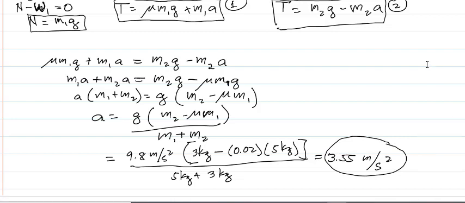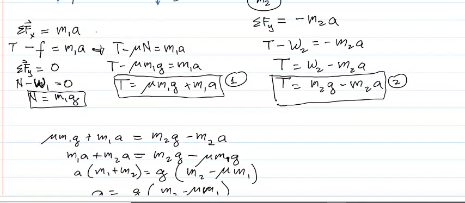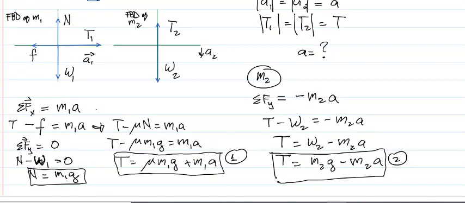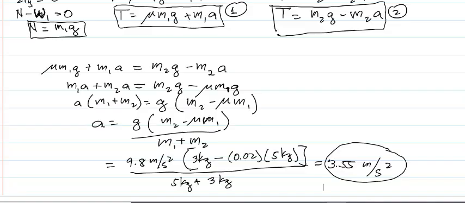So it is positive, meaning our assumption that mass 1 will move to the right, and then our mass 2 will move downward is true. We can also solve for the tension. For example, if you want to know the magnitude of your tension, you can just plug in this value for our acceleration, either in equation 2 or equation 1, to solve for the tension.